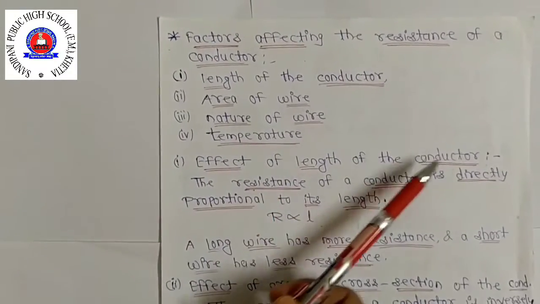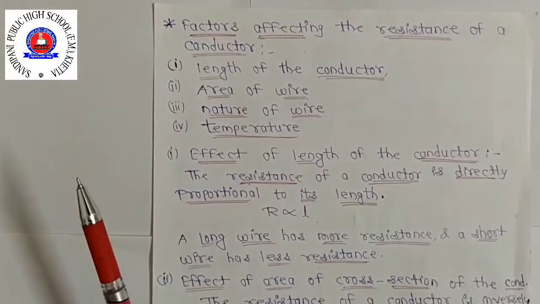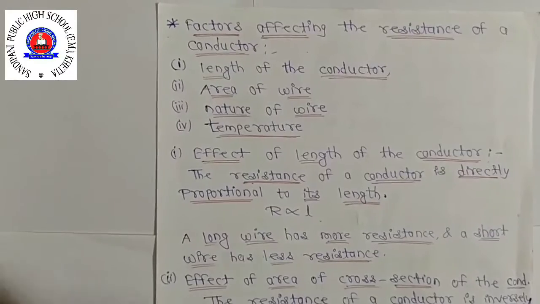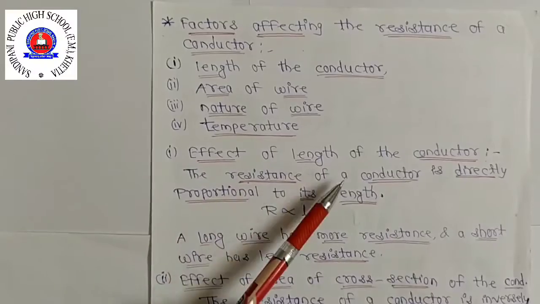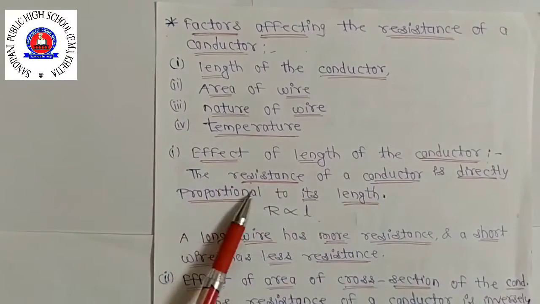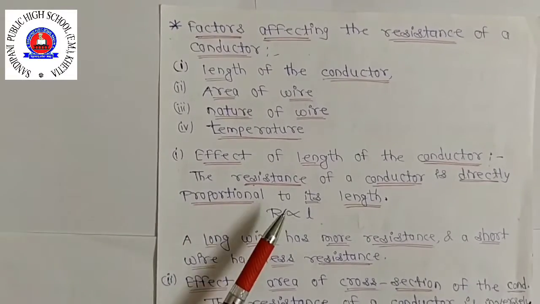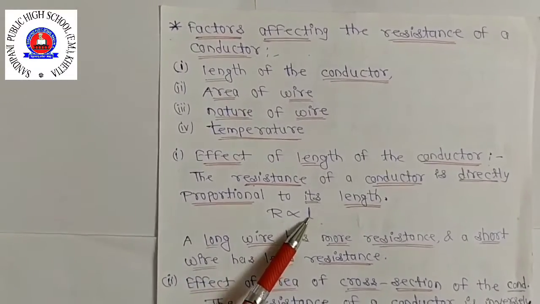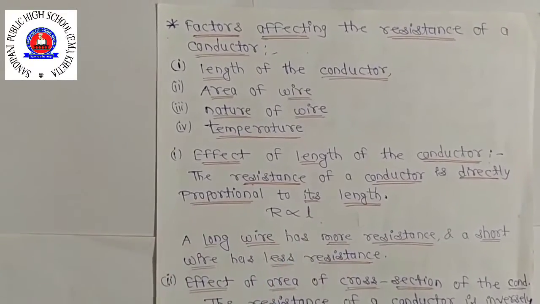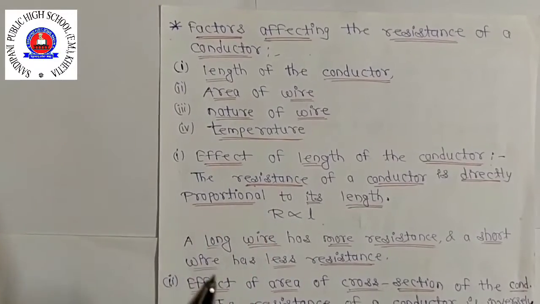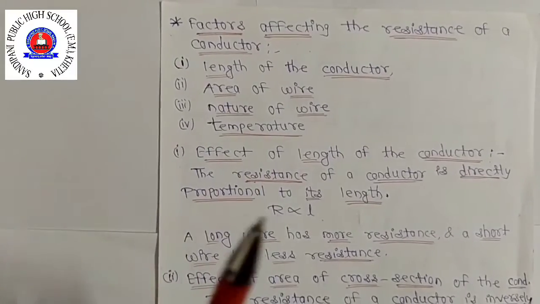First, effect of length of the conductor. On increasing the length of a wire, its resistance increases, and on decreasing the length of a wire, its resistance decreases. The resistance of a conductor is directly proportional to its length, R proportional to L, where L is the length of the conductor. Since the resistance of a wire is directly proportional to its length, when the length of the wire is doubled, its resistance also gets doubled.